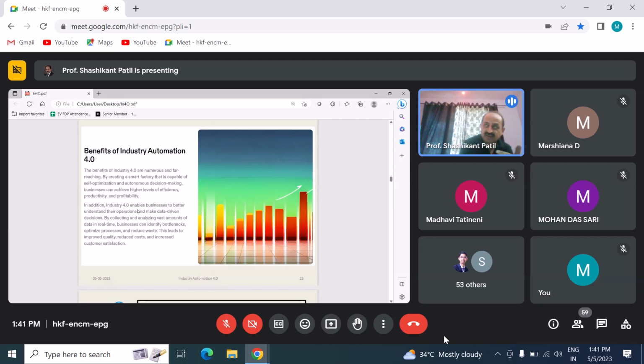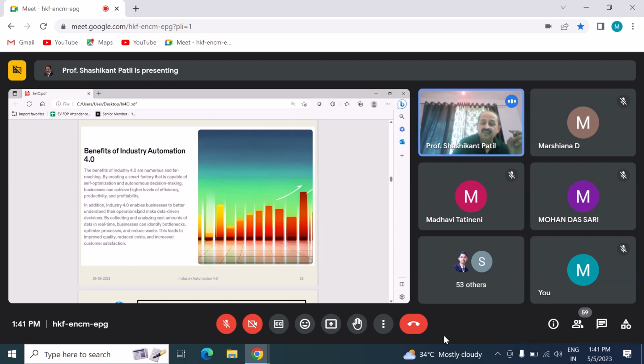The other advantage is what? It has autonomous decision making capability. So with these two, optimization and autonomous decision making capability, businesses can achieve higher levels of efficiency, productivity, and profitability. And another thing is what?